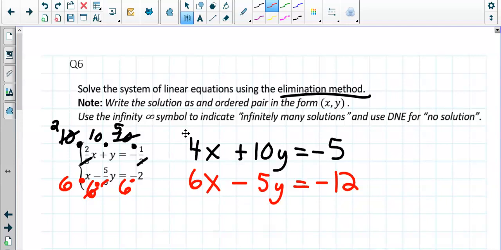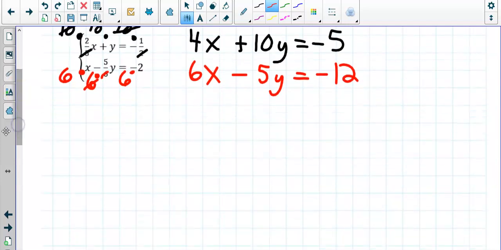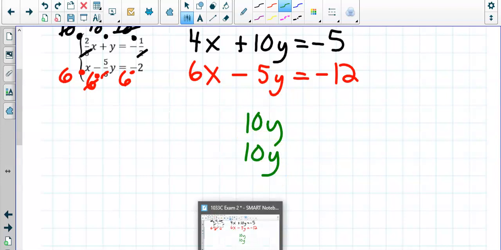No, it can't be any smaller than 10. What value are they going to become? What's the number? 10. Absolutely. There we go. So we're going to get rid of the y. We're going to make them both 10. Who did you want to be the negative? The bottom, because it's already negative, right?